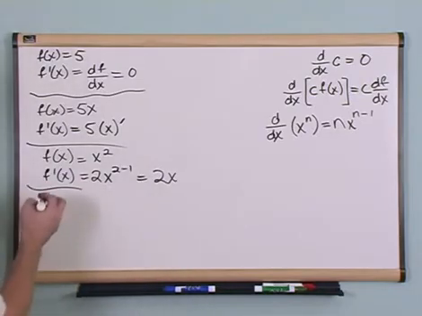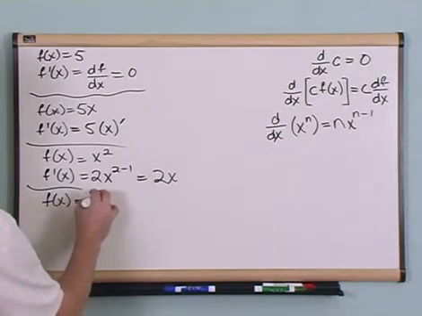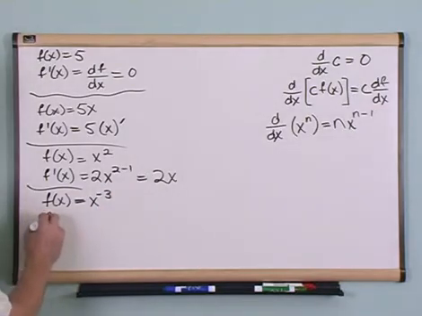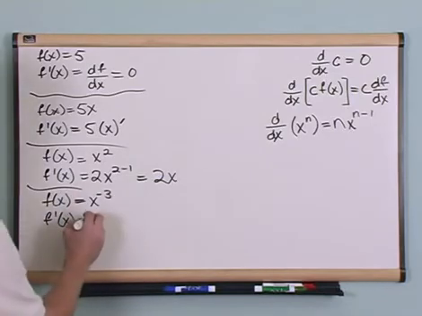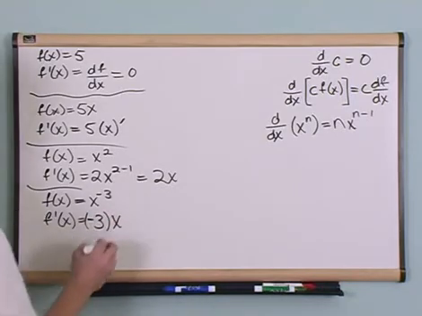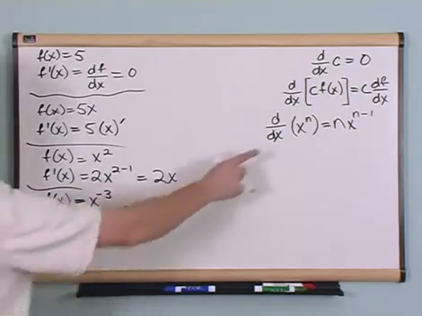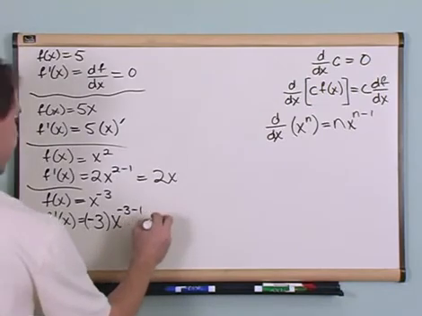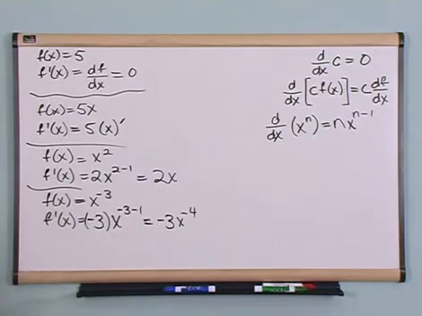Another one, just to practice it. If you have f of x equals x to the minus 3, then how would you take the derivative? f prime of x equals, take the exponent, in this case negative 3. Here I'm going to put parentheses around it just to be clear. It's negative 3 times x to the negative 3 minus 1. It's the same formula. Negative 3, you subtract 1 off. So you'll get negative 3 x to the negative 4. Okay? Easy, easy, easy, right?